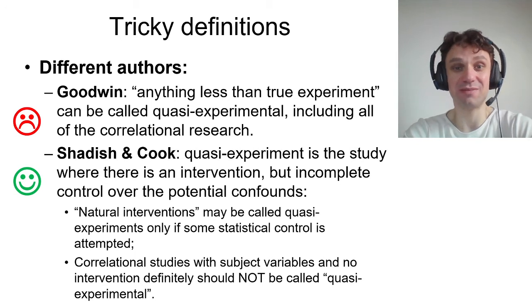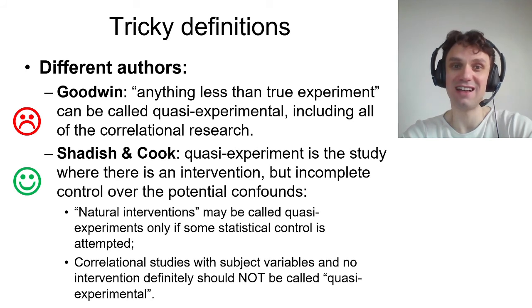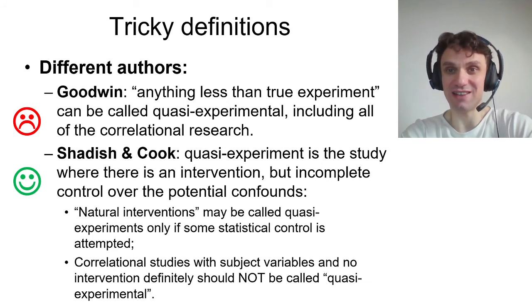Another definition, which is proposed by Shadish and Cook, and which I prefer a bit more, is that let's call quasi-experiment a study where there is an intervention, but there is no complete control over potential confounds. So if we attempt some kind of statistical control, at least, we might call it quasi-experiment. The problem is with natural interventions.